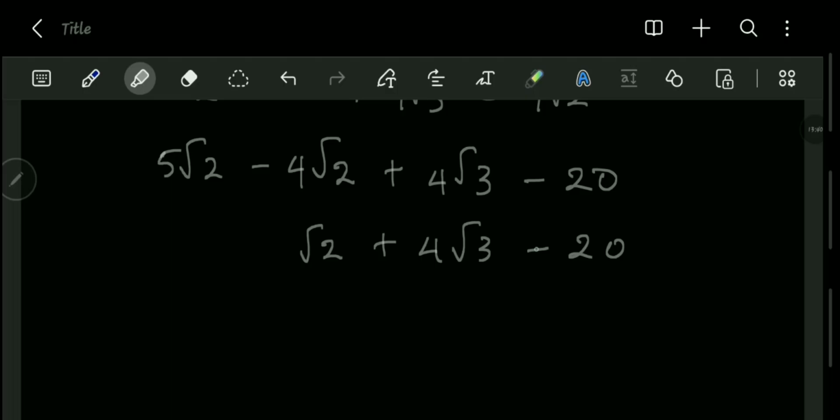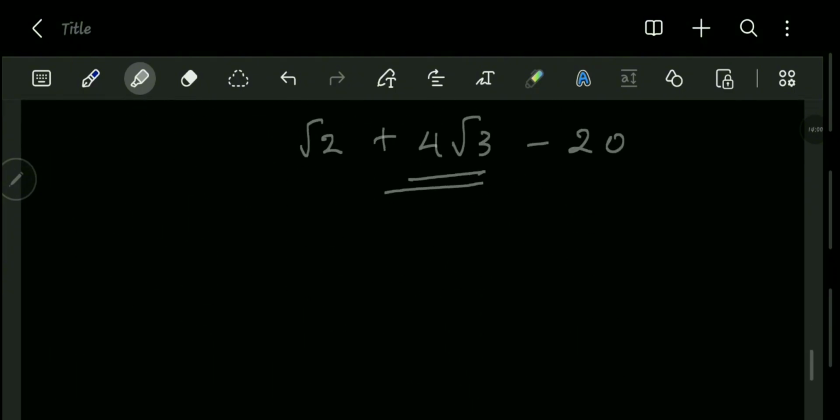So I can't possibly simplify anything further because this is how the answer is going to be. This is a whole number. This 4 is attached to the root by multiplication sign, and this is root 2. So unlike, I cannot add them together, neither can I subtract 20 from it. So I'm leaving my answer in this form.